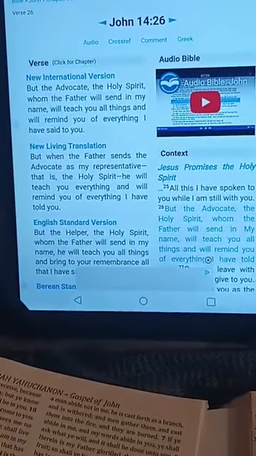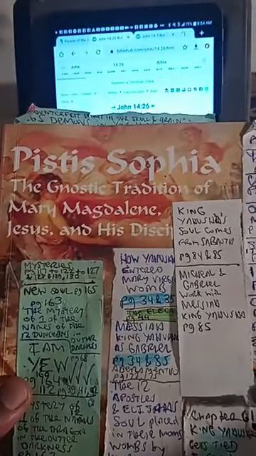Now, in the Pisistophia Nag Hammadi book, Pisistophia is Queen Wisdom. In her Nag Hammadi book, it shows that we've been reincarnated.